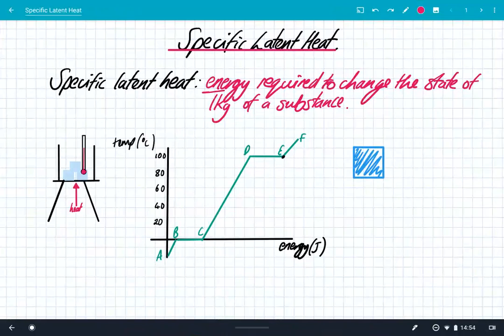Hey, what's up, guys? We're going to look at specific latent heat. So let's look at the definition first of all. Specific latent heat is the energy required to change the state of 1 kilogram of a substance.